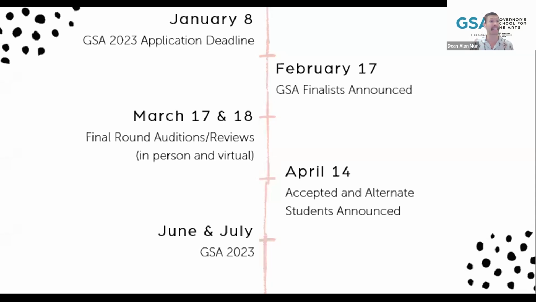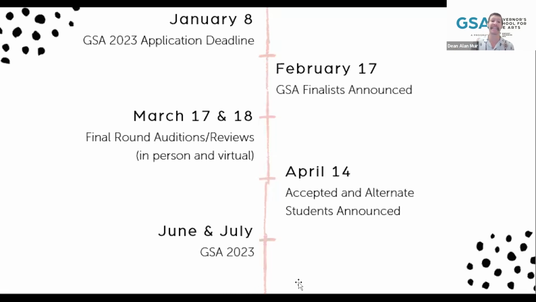After we have closed the deadline, all finalists will find out on February 7th, about a month before our final round auditions and reviews take place. The GSA final round auditions will be March 17th and 18th. Depending on art form, this may be in person or virtual. We do have a hybrid format this year still. Full details are available in each applicant guide again. And then on April 14th is when we will announce the class for GSA 2023, in addition to any alternate students that we may have listed.